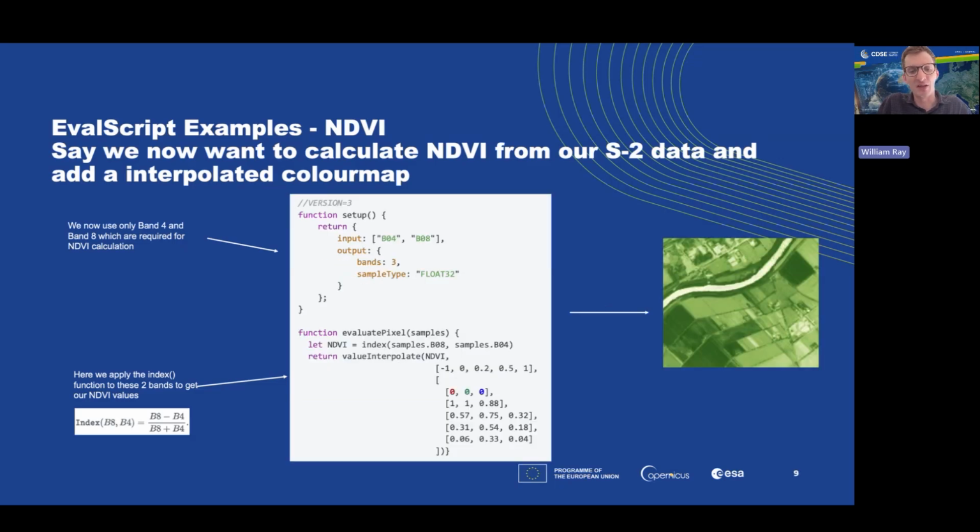We can then, additionally, if we want to add a color map, create another function here where we've got the value interpolate function. And using this function, we can then assign RGB values, still using float 32 in this instance, to our NDVI values. So we can then create a nice visualization like on the right here, where the dark greens are higher NDVI values, and the lighter greens are low NDVI values.